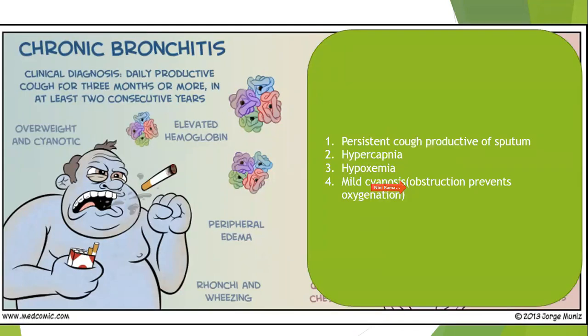Yeah, so let's talk about blue bloaters first. So this is usually a patient with chronic bronchitis, which I've already covered. A patient with chronic bronchitis has persistent cough and productive sputum, because sputum production is the basis of chronic bronchitis. And there is hypercapnia and hypoxemia.